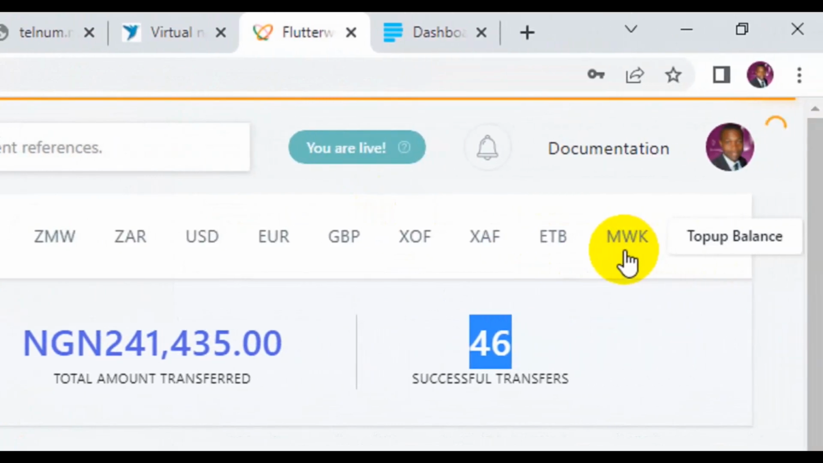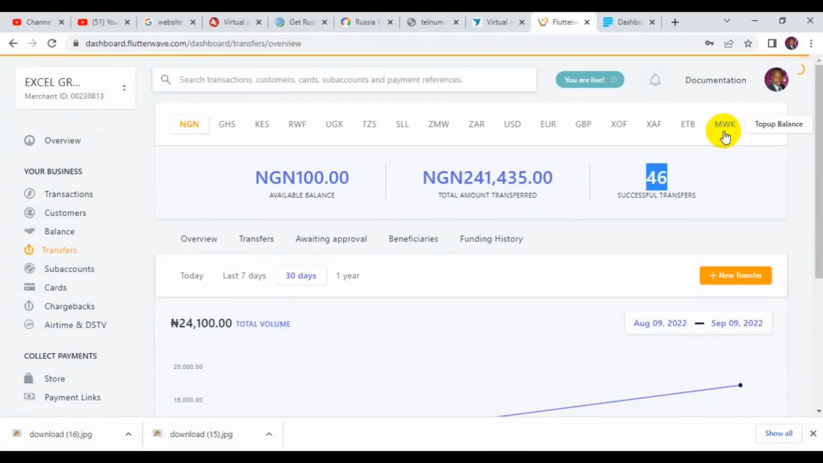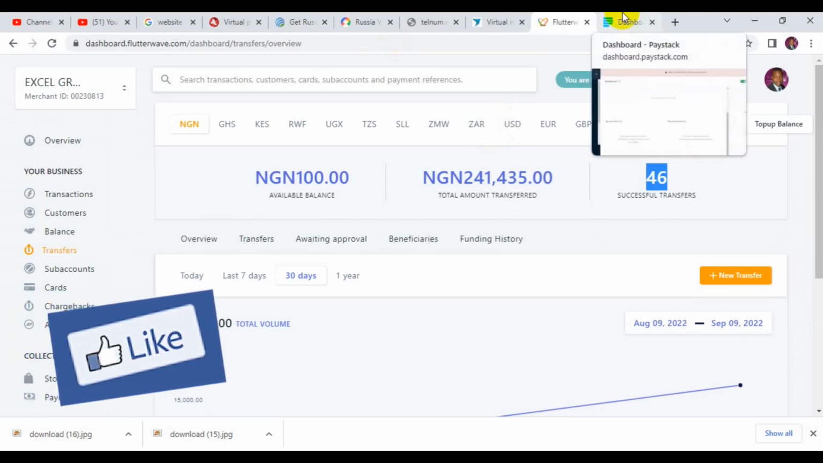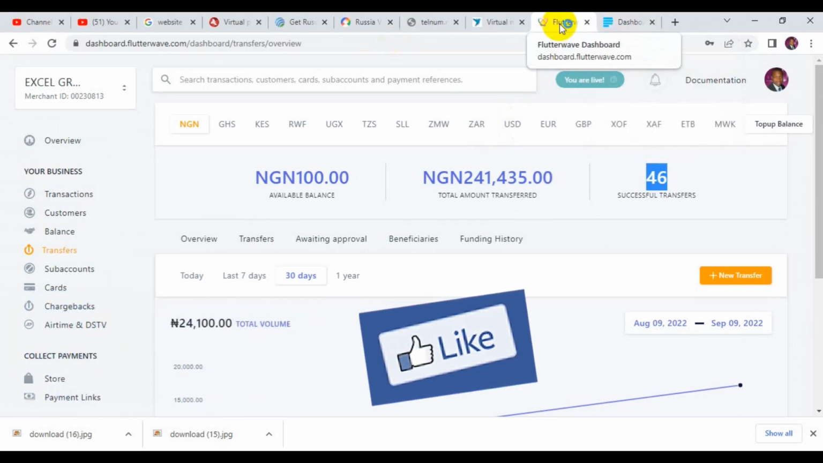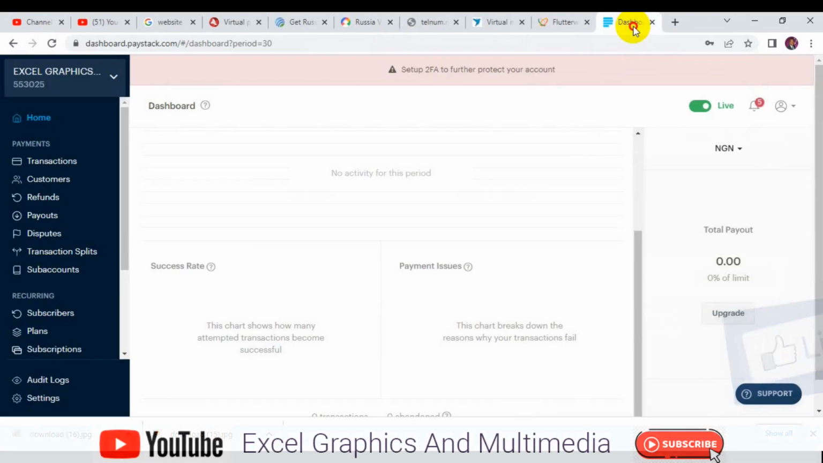I'm not saying that FlutterWave is not good. Please try to understand what I'm trying to pass across, because I'm still using them. They are very much okay and very reliable. But when it comes to receiving USD payment, it is advisable that you consider another platform. So this is what I have for you as far as FlutterWave is concerned. Let's take a look at the second platform, which is PAYSTACK.